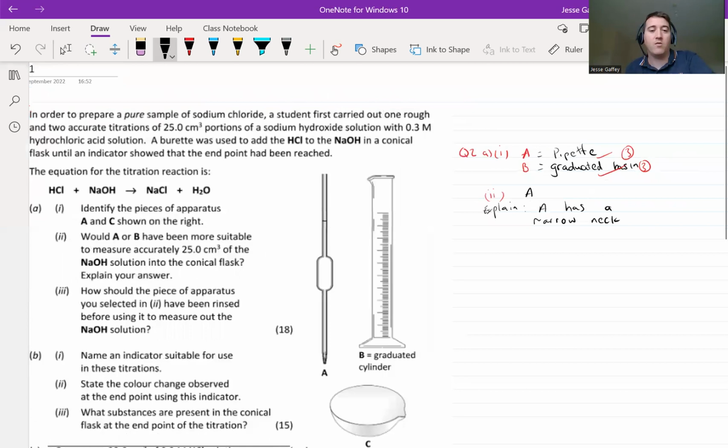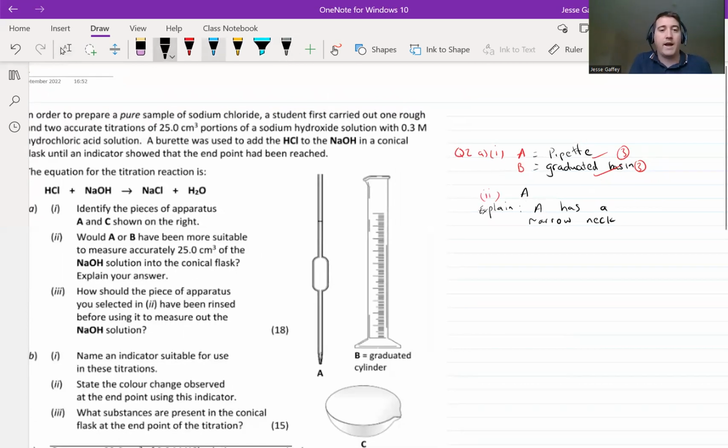But the main reason we talk about here is it's got a narrower neck. All right, so on to the next bit. Part 3, what does it say here? How should the piece of apparatus you selected in 2 have been rinsed before using it to measure out the NaOH solution? So talk about how did you rinse this piece of equipment? Pause the video and write down your answer now.